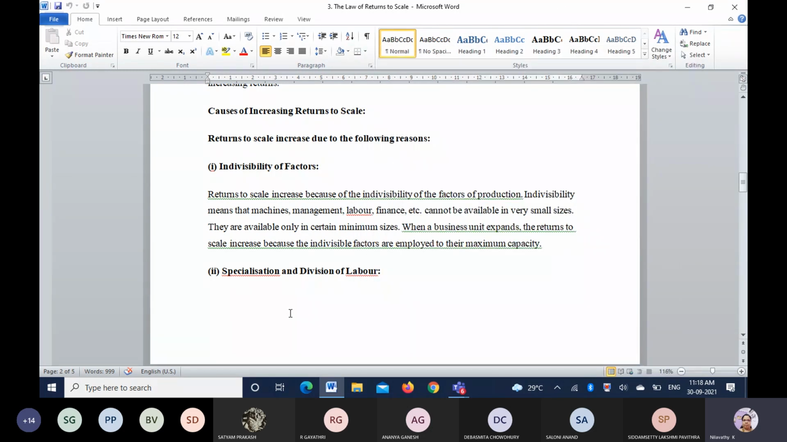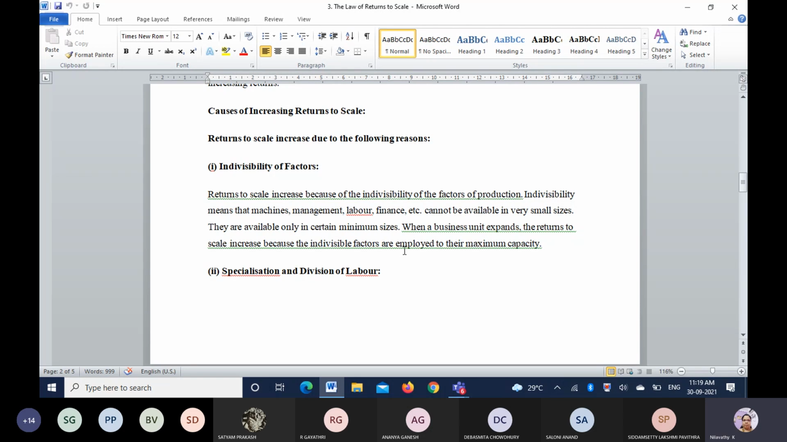So based on that only, you are having this increasing returns or decreasing returns and all. While explaining the concept I will explain it, but we will just see all the reasons of why we are having increasing returns, constant returns and decreasing returns. Okay. So the very first reason for increasing returns to scale is indivisibility of factors. Okay, so there is a concept called indivisibility of factors.